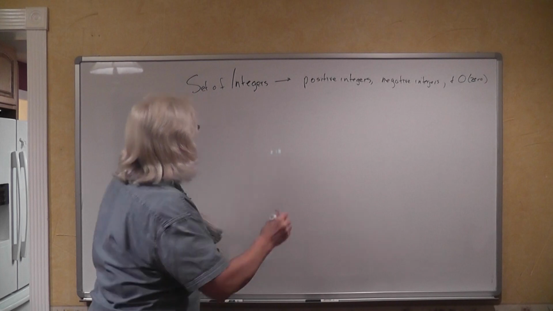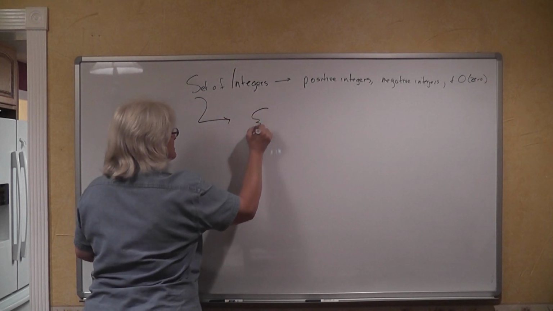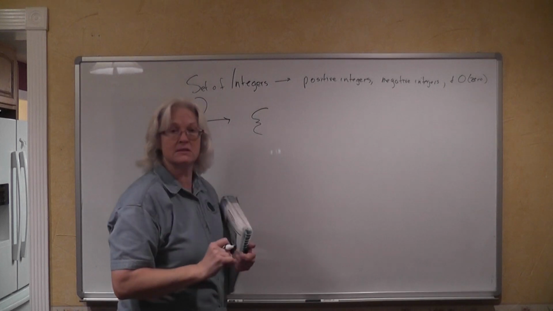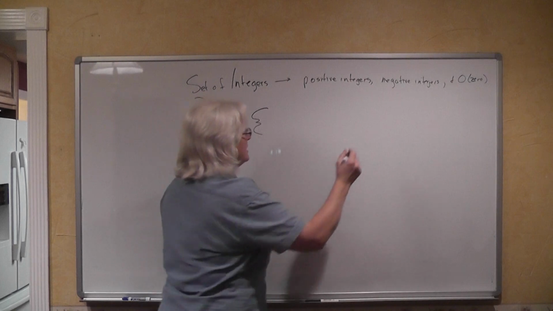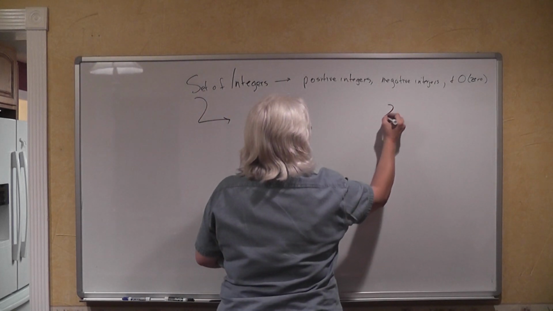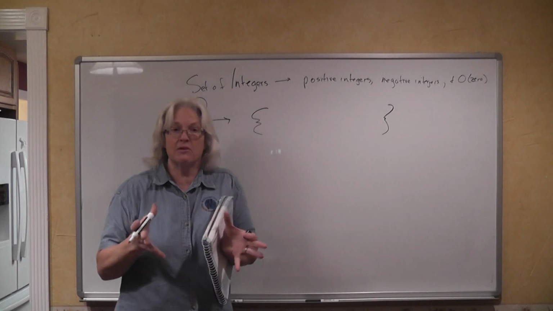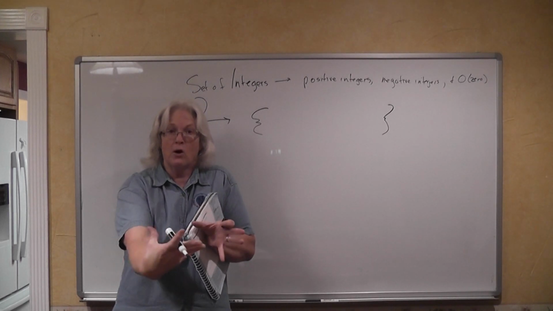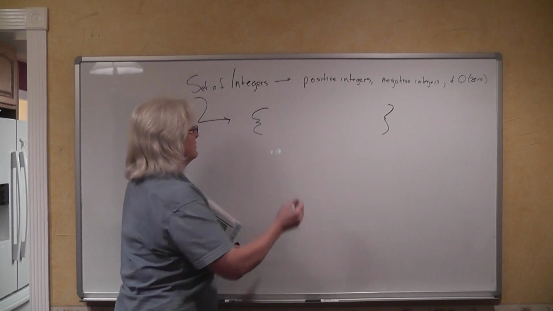And the way that you indicate a set is by using these braces. And what we're writing here we call set notation. And what set notation is, it's a way of identifying all of these different elements that belong together. So it's a way of identifying a group.